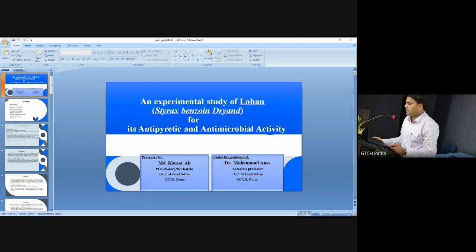Vapor inhalation of Loban is useful in cough, hoarseness of voice, whooping cough, laryngitis, tracheitis, bronchitis, asthma and phthisis. It is also useful for toothache, ulcer, jaundice, incontinence of urine in children, and in all types of fever, especially phlegmatic fever. When Loban is burned, its smoke is used as a deodorant and antiseptic in the room of the sick person and in hospitals.